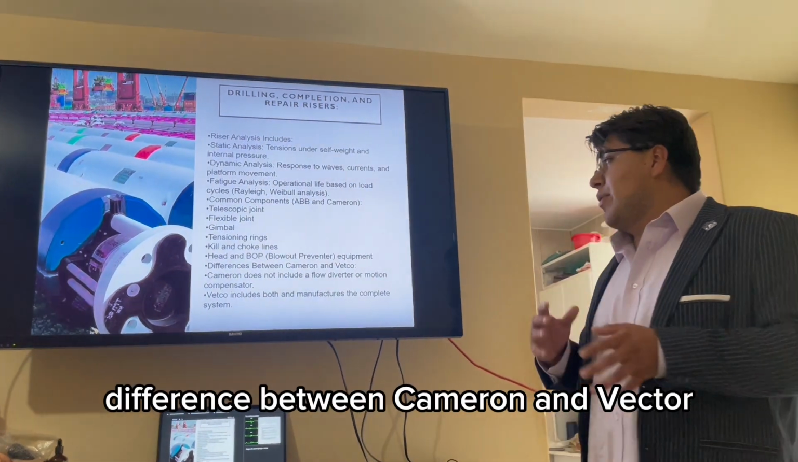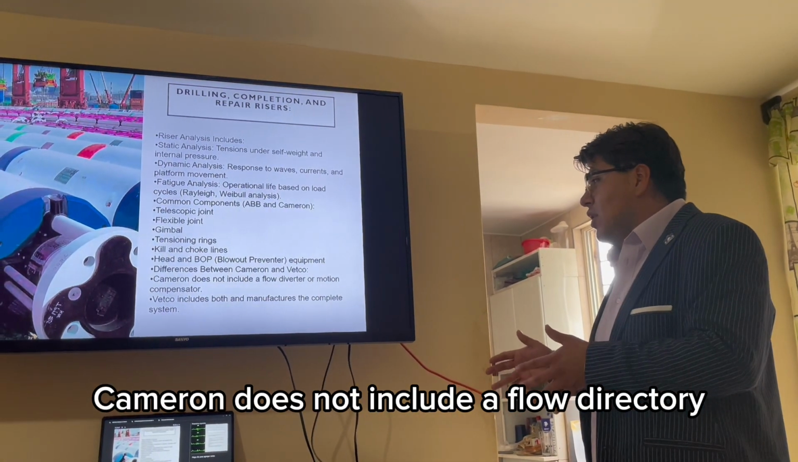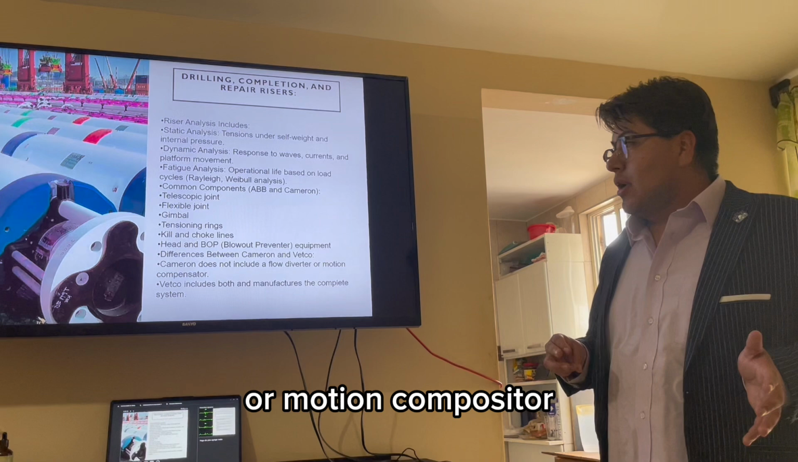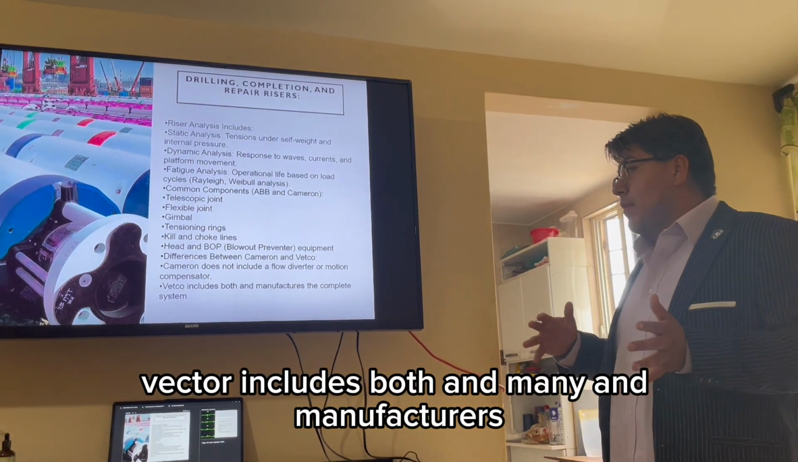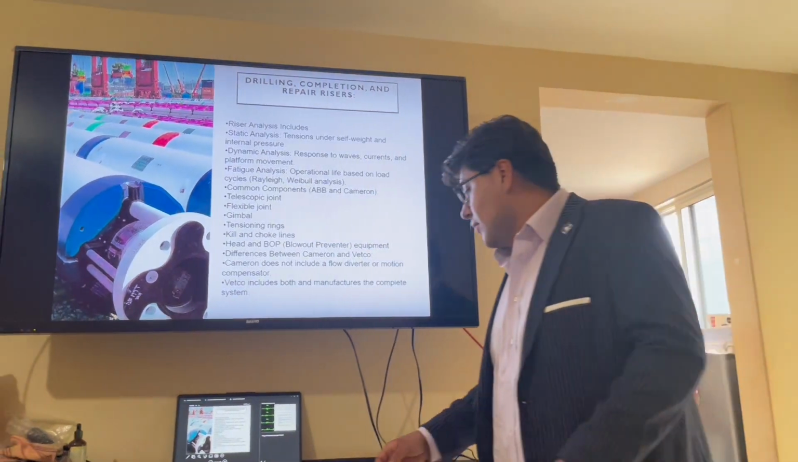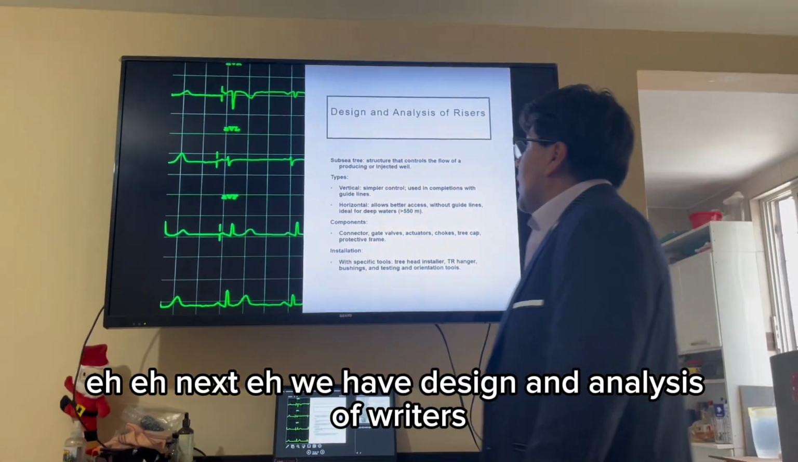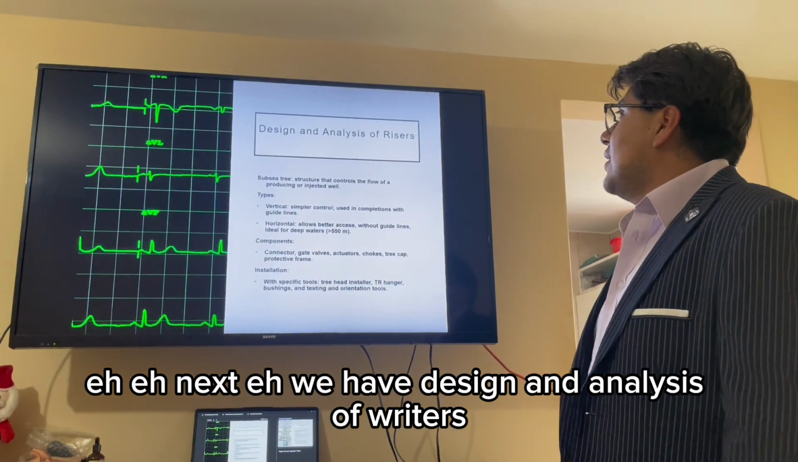Difference between Cameron and Vector. Cameron does not include a flow generator or motion compensator. Vector includes both and manufactures the complementary system. Next, we have design and analysis of risers.